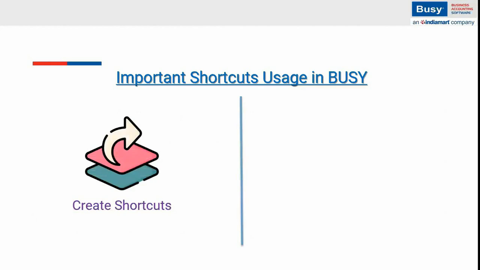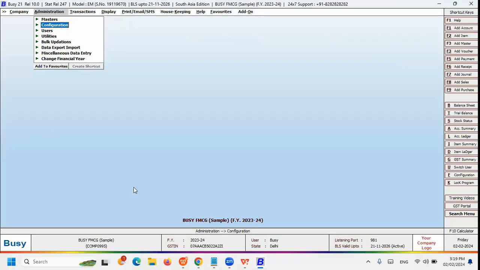Let us discuss some of the shortcut creation also. This is the primary screen of Busy. In Busy, you have an option to create shortcut keys also. By default, there are some predefined shortcut keys that you can see on the right side of the screen itself. F1 for help, Alt F1 for add account, Alt F2 for add item, F3 for add master, Alt F3 for add voucher, Alt F5 for add payment, Alt F6 for the underlined.